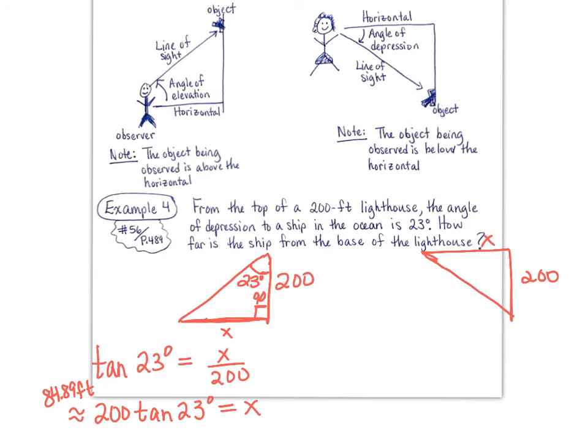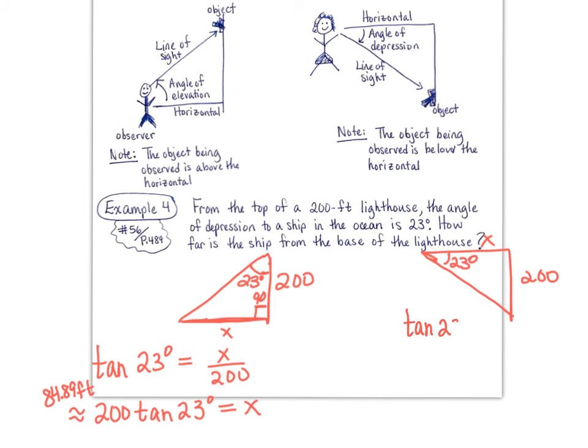Because we have to make sure that we're reading it and translating. So remember, from the top of a 200-foot lighthouse, you have this. Your lighthouse, 200 feet. It says the angle of depression to a ship in the ocean is 23 degrees. So you have your horizontal, and your angle of depression is 23. So now you know your tangent. Your tangent of 23 is your opposite over your adjacent.